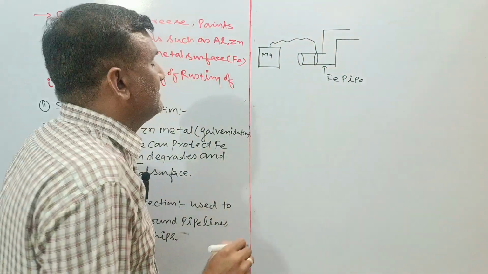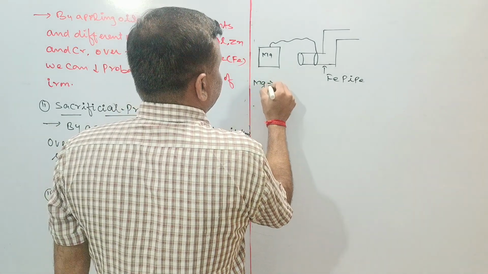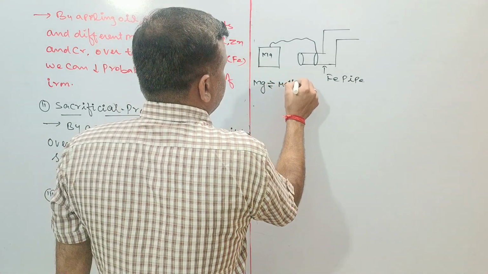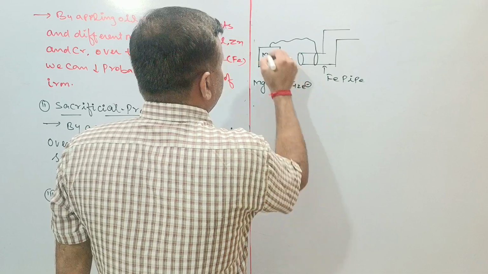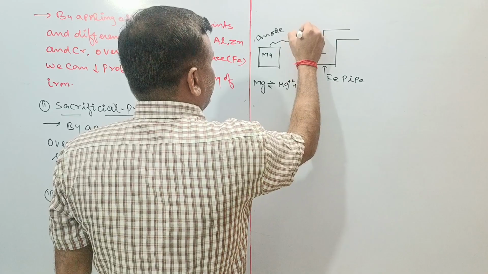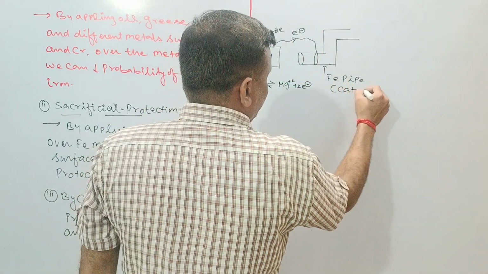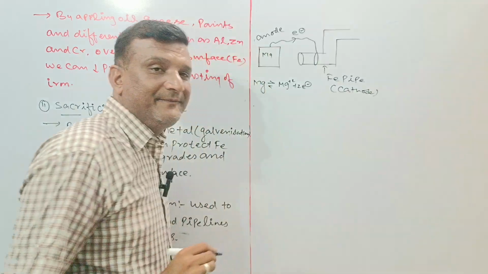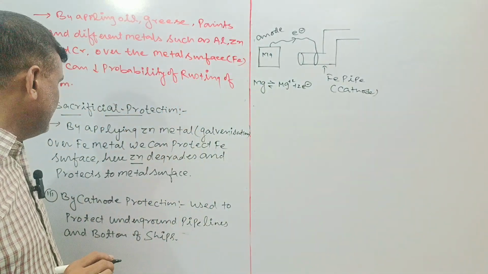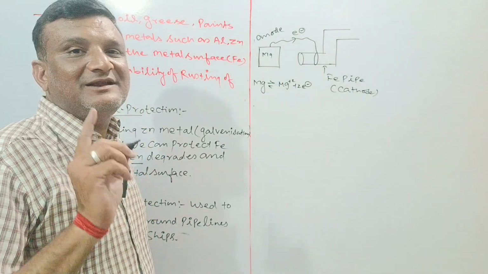उस पोजीशन में Mg ज्यादा एक्टिव है, so it changes into Mg+2 by the loss of 2 electrons. It acts as an anode and these electrons shift over here and it acts as a cathode. तो कैथोड बना करके यहाँ डिग्रेड होने से बचा लिया. This is called cathode protection, which is used to protect underground pipelines and the bottom of the ship.